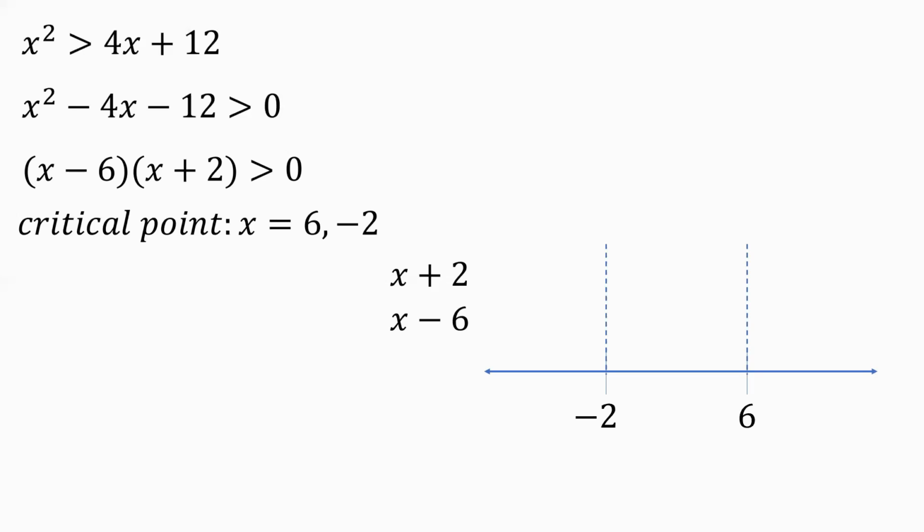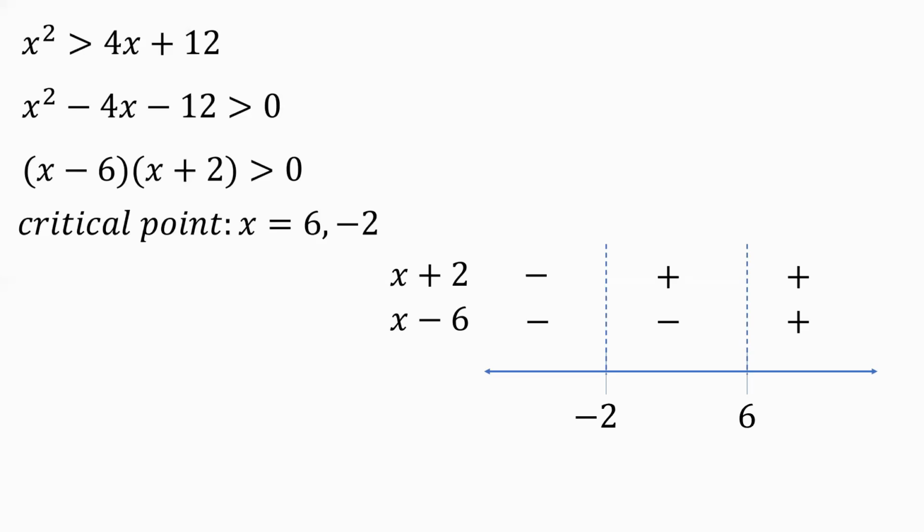So to pick a point less than -2, let's say -5, that will make my first factor negative, since -5 plus 2 is -3, and my second factor negative, since -5 minus 6 is -11. For the next region, let's pick 0, which makes my first factor positive and my second factor negative. And for the last region, let's pick 8. 8 would make my first factor positive and my second factor positive.